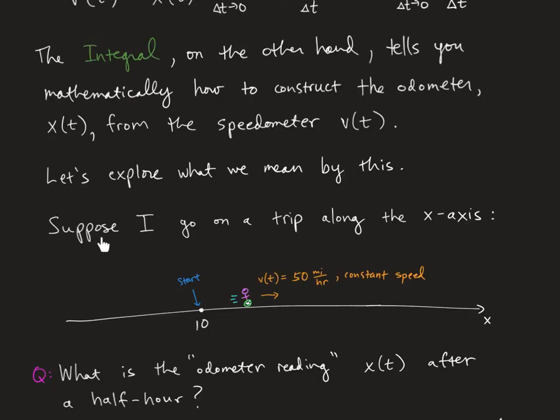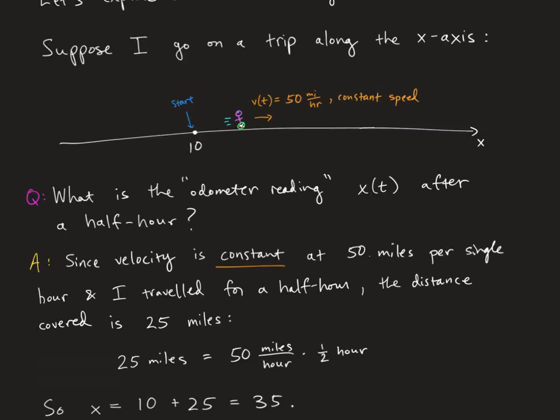To explore what we mean by this, suppose I go on a trip along the x-axis. And I'm going to start here at the 10-mile mark. We'll measure in miles and hours for concreteness. So I start at the 10-mile mark, and I'm moving at 50 miles per hour, constant speed. To get you to start thinking about the integral, I want you to think about the following question. What is the odometer reading, x of t? So where am I on the line after a half hour in this situation? And you might want to pause and actually think about this.